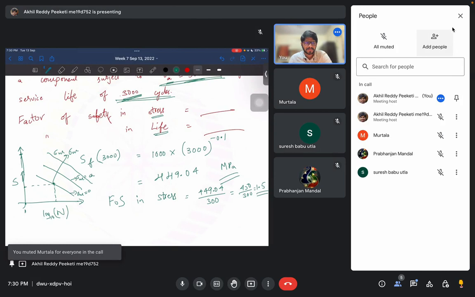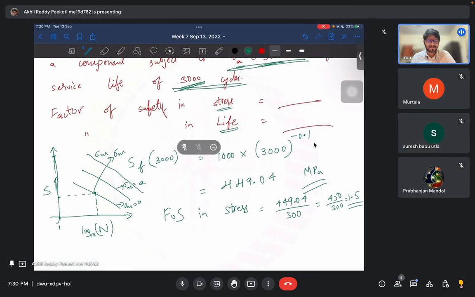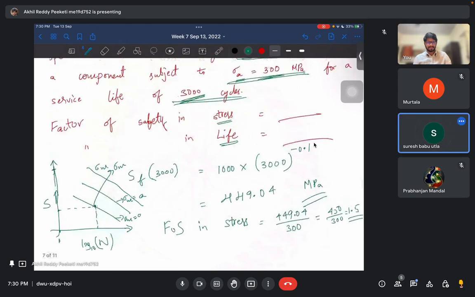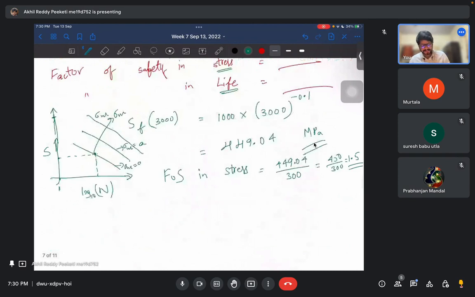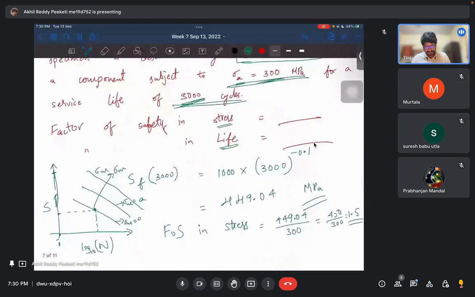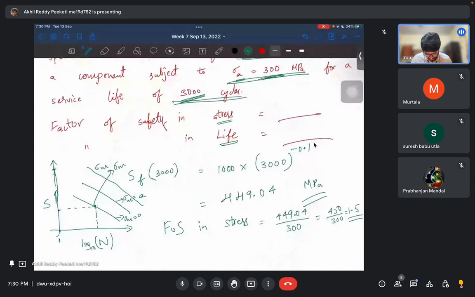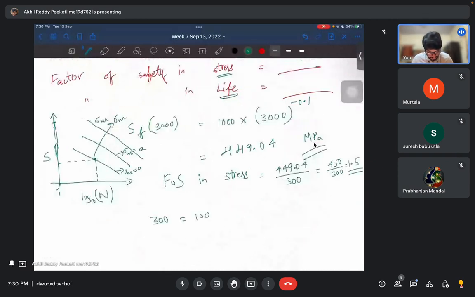Okay, is that clear, Suresh Babu? With sigma m also being there, we will see that next week. Those will come. Now if you want the factor of safety in life, for this applied stress you will see the maximum number of cycles it can handle. You know the stress which you are applying, so you need to find the N corresponding to that 300.